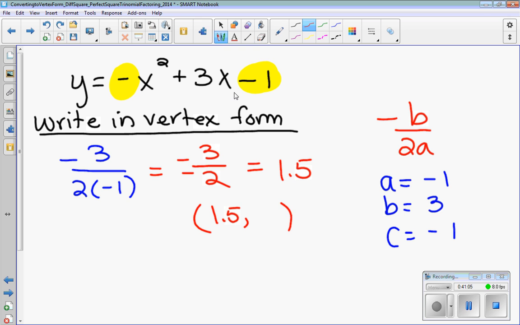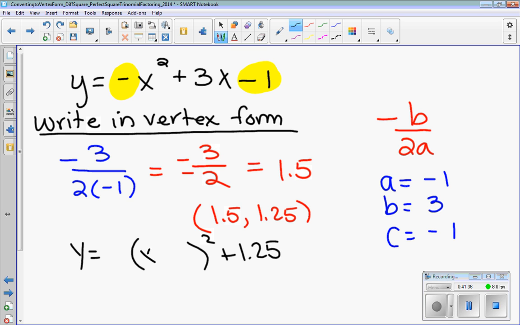You will get decimals sometimes, and I'm okay with that. You sure? Okay. So that's my vertex. How do I take my vertex and write it in vertex form? I went right 1.5 and up 1.25. Up 1.25, right 1.5.